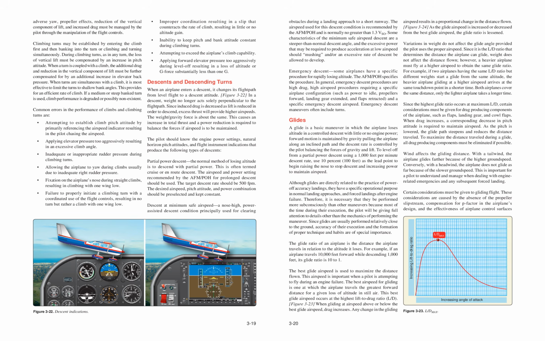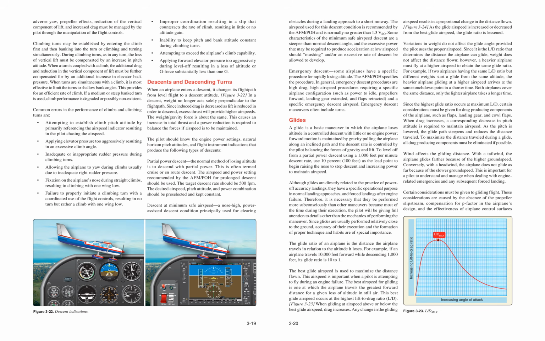Since the highest glide ratio occurs at maximum L/D, certain considerations must be given for drag-producing components of the airplane, such as flaps, landing gear, and cowl flaps. When drag increases, a corresponding decrease in pitch attitude is required to maintain airspeed. As the pitch is lowered, the glide path steepens and reduces the distance traveled. To maximize the distance traveled during a glide, all drag-producing components must be eliminated if possible.